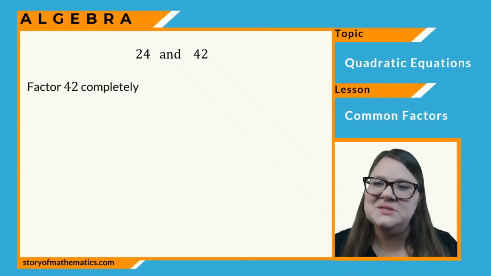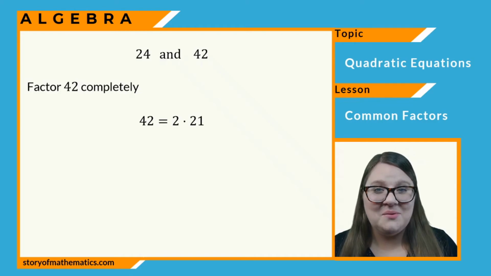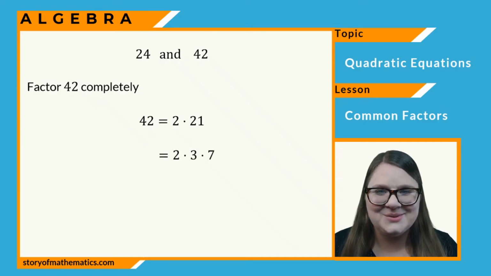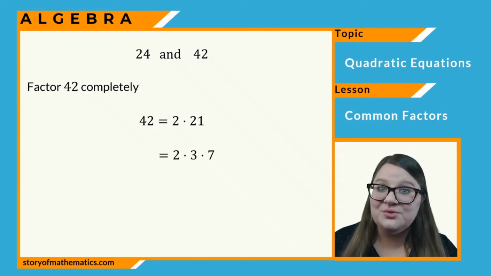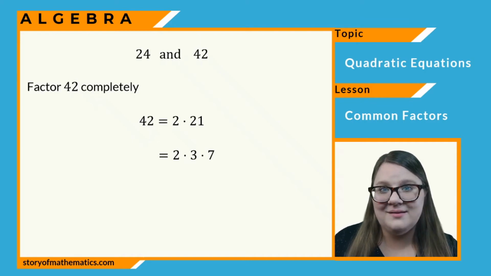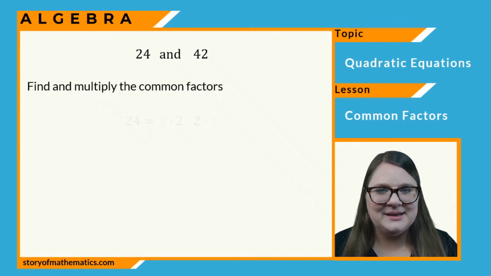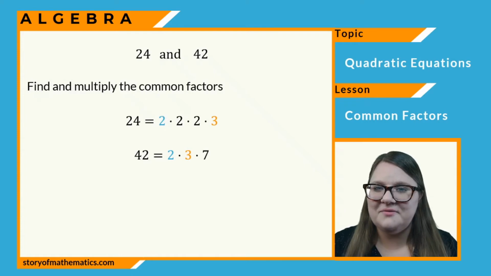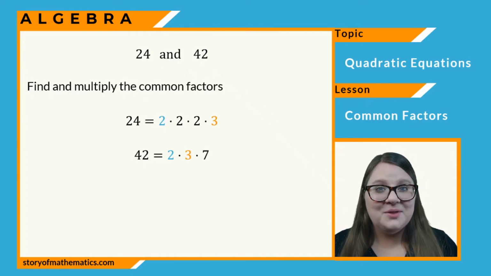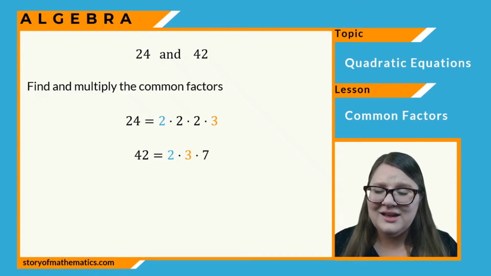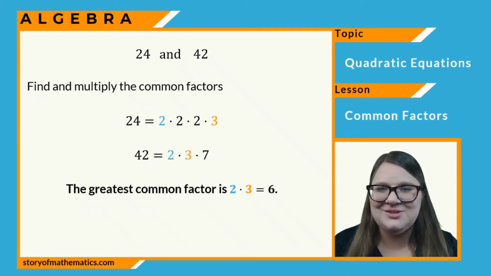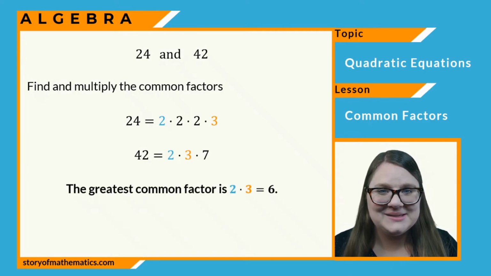Let's factor 42 as well. That's 2 times 21, but 21 can be written as 3 times 7. So 42 is 2 times 3 times 7. Let's take a look at these side by side and find their common factors. So they both have a 2 and they both have a 3. So the greatest common factor is 2 times 3, or 6.